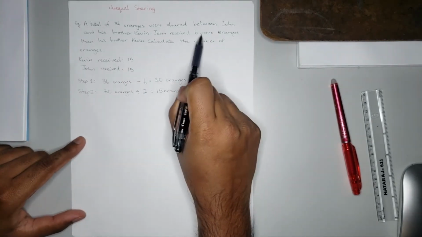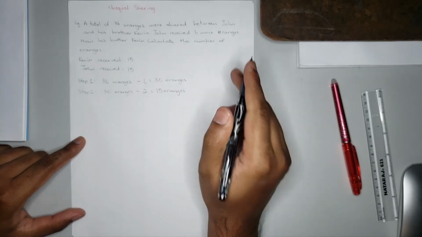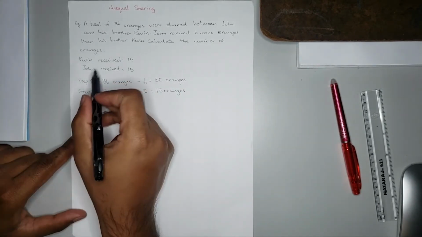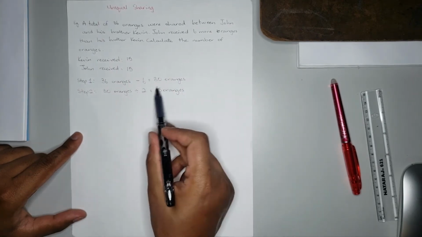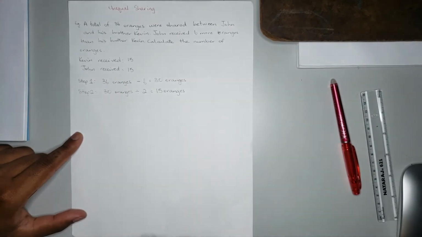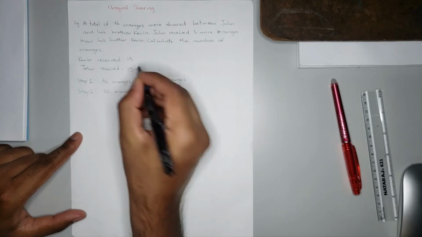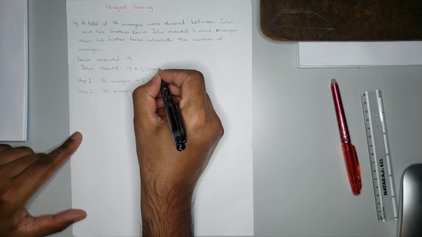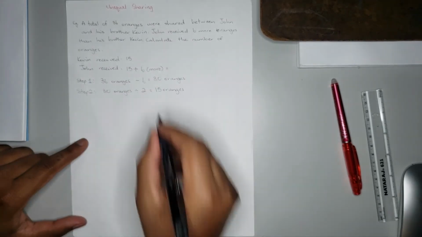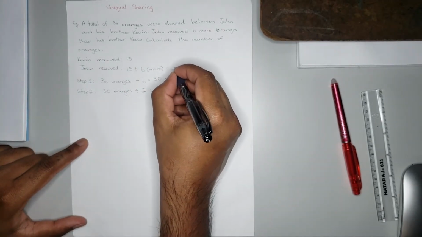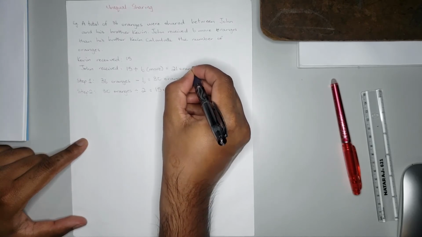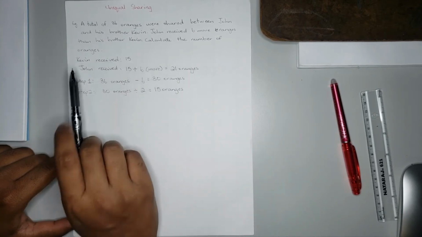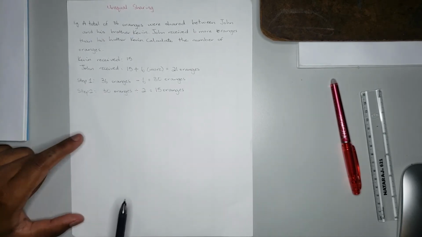But they said John received 6 more oranges than Kevin. So to calculate now how much John received, it is the 15 that was shared equally between the two boys plus the 6 extra, or the 6 more. And that will give you 21 oranges. So therefore we know John received 21 oranges and Kevin received 15 oranges.